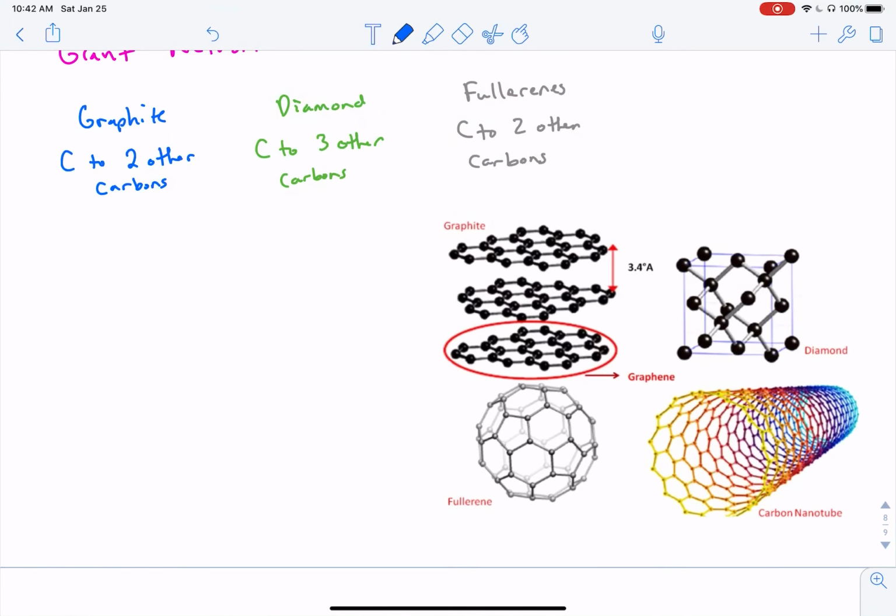Okay. Graphite has a lone electron that allows for conductivity. So that free moving electron allows for conductivity.